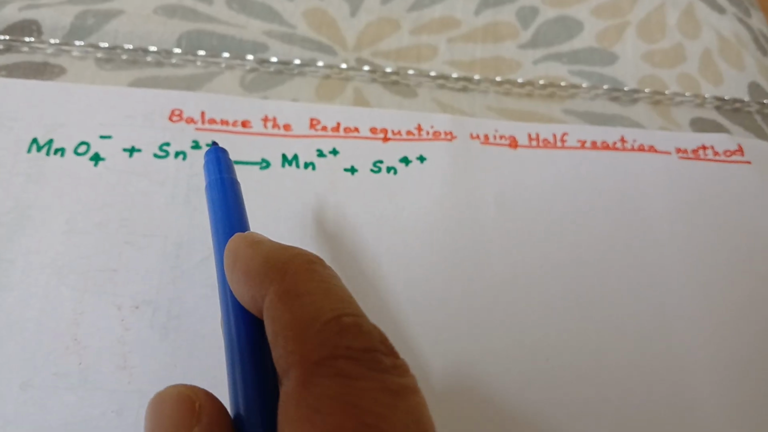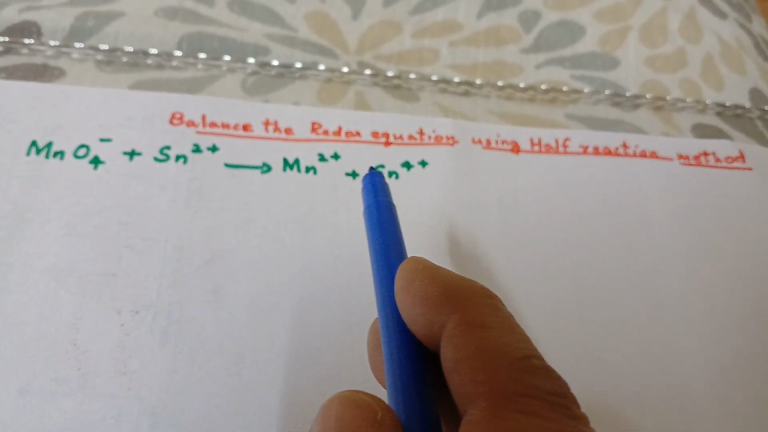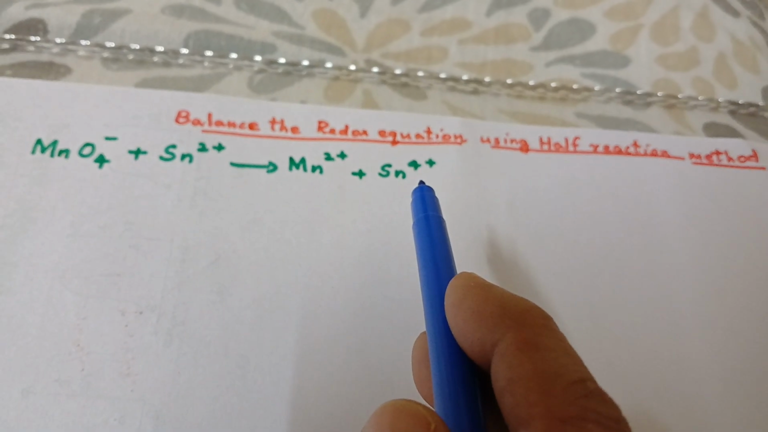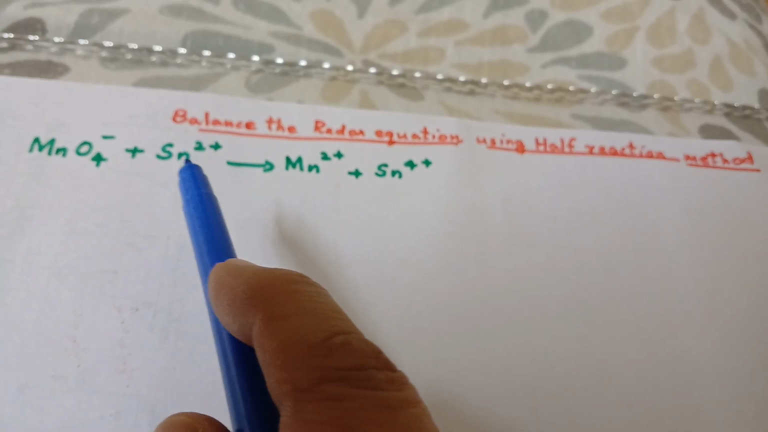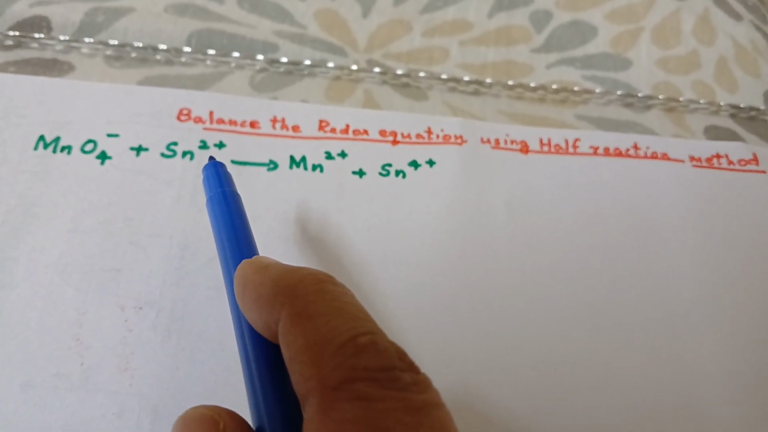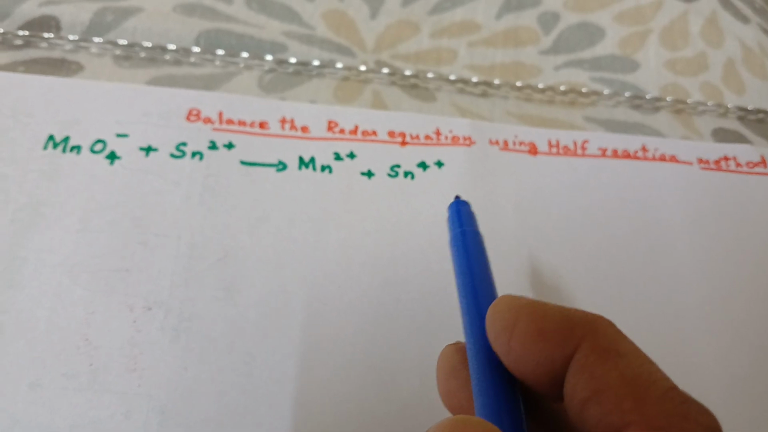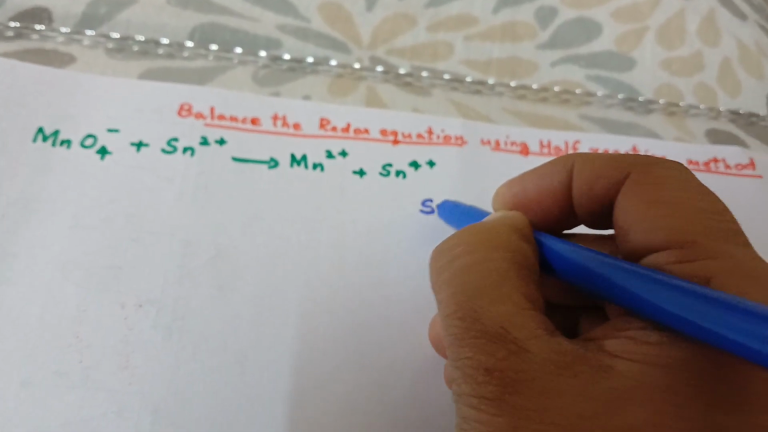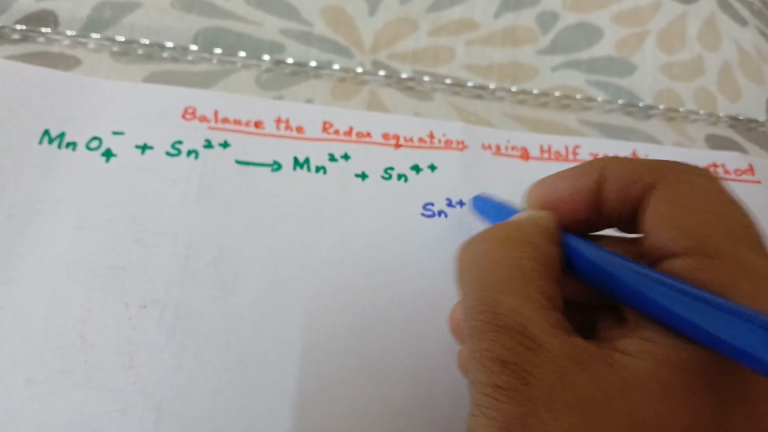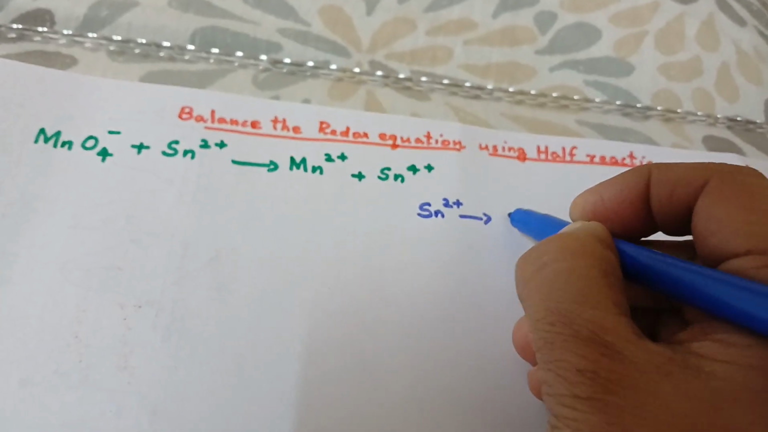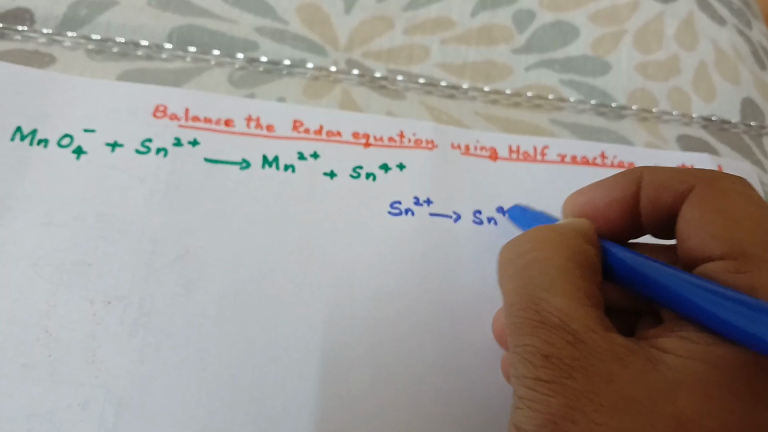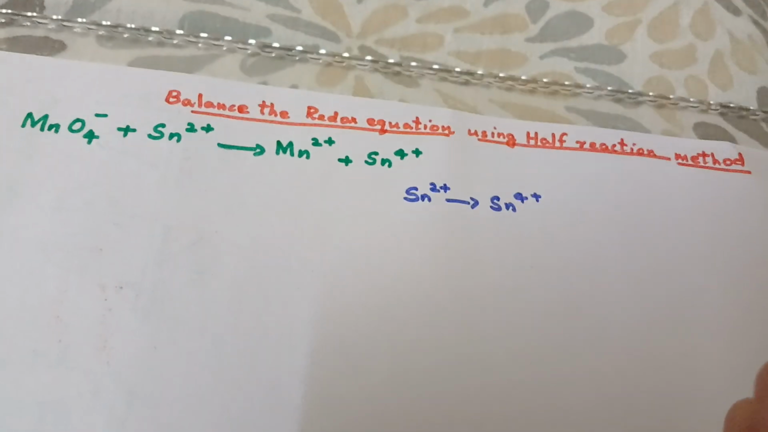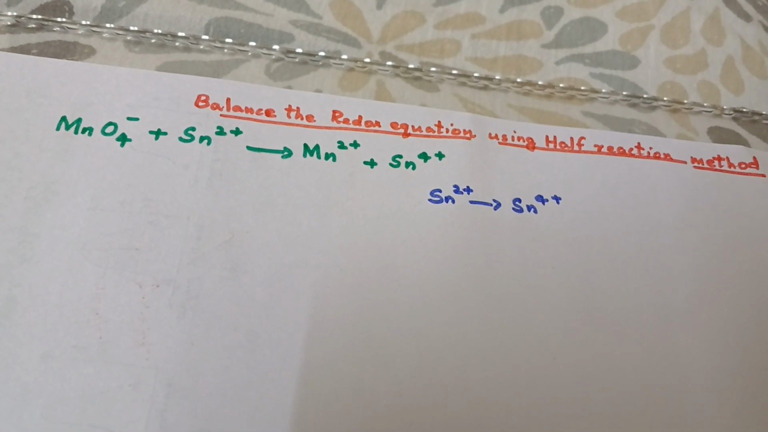We can see Sn²⁺ here is getting converted to Sn⁴⁺. So there is an increase in oxidation number from 2+ to 4+. So we will write that again. First, Sn²⁺ giving Sn⁴⁺. That is the oxidation half of the equation.